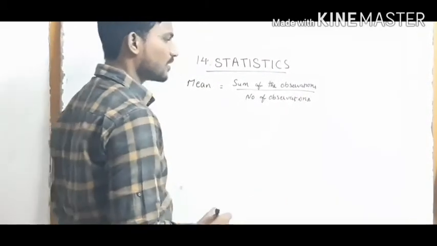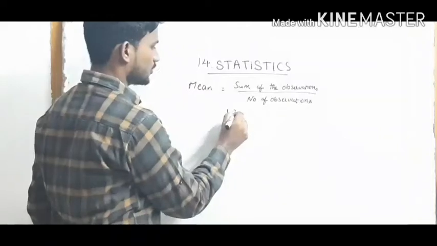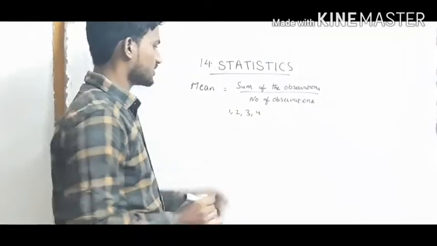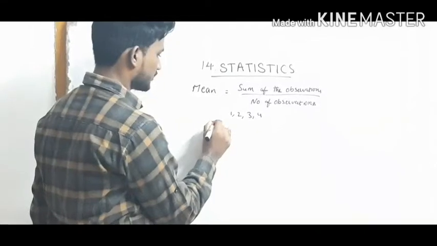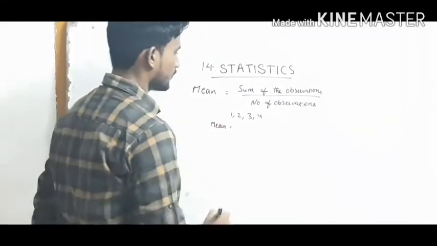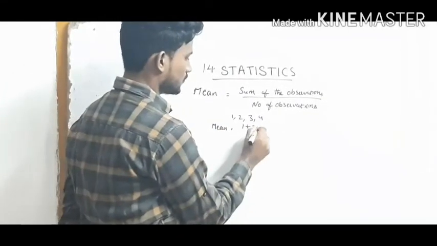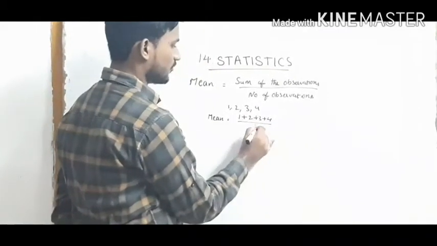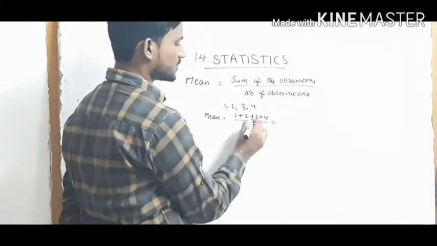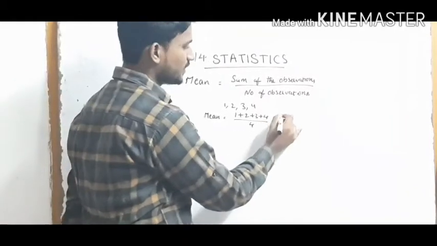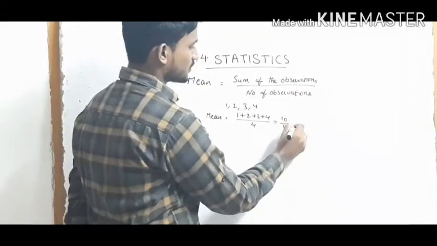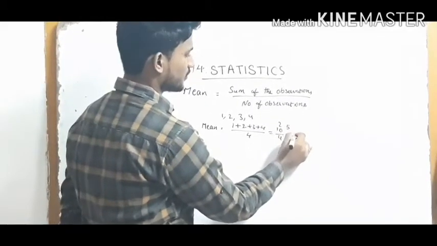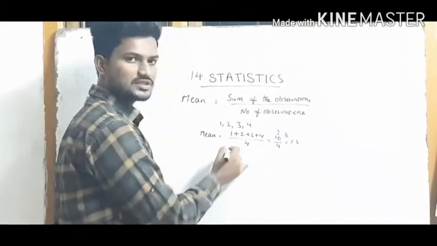For example, they give 1, 2, 3, 4. Find the mean of these observations. Mean equals 1 plus 2 plus 3 plus 4 by the number of observations, which is 4. That is 1 plus 2 is 3, 3 plus 3 is 6, 6 plus 4 is 10, so 10 by 4, which is 2.5. 2.5 is the mean of these observations.